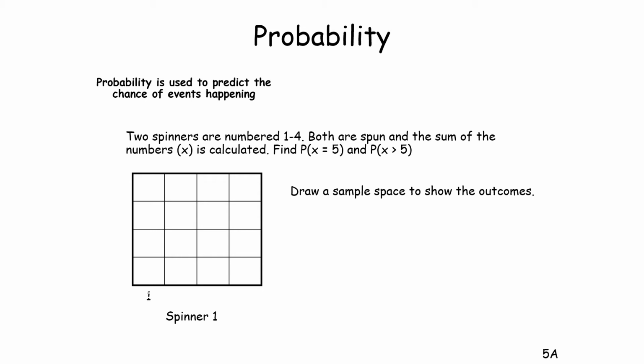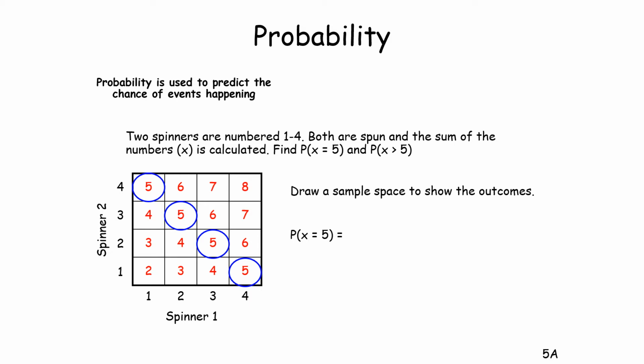So this is spinner 1 with the 4 outcomes and spinner 2 with the 4 outcomes. And we're told it's the sum, so that means you're adding them up. You would have seen something like this in GCSE, a sample space diagram.